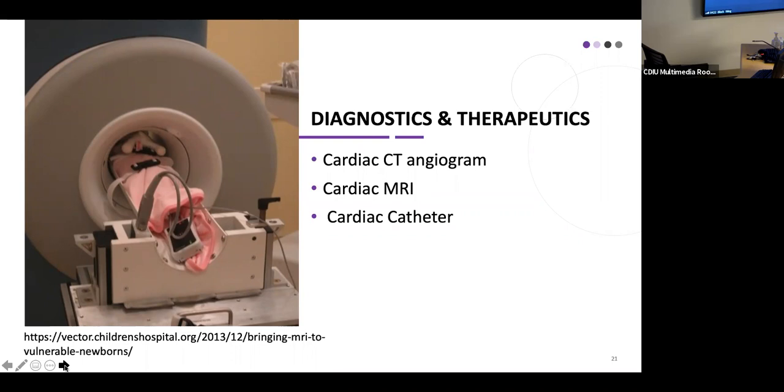The other tool that we can use is cardiac catheterization. And so this is usually performed under general anesthesia and by a cardiologist. And it can be done as part of the pre-op assessment, or to measure just hemodynamics and look at the anatomy as well.